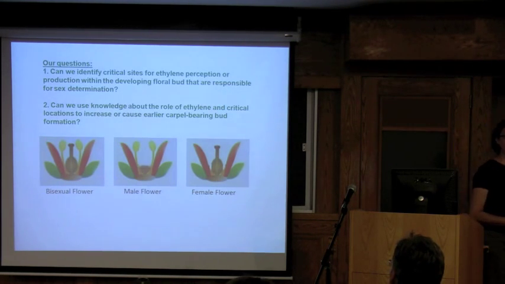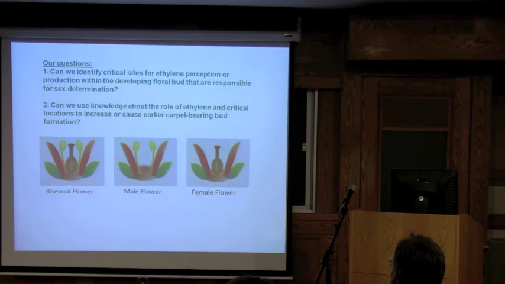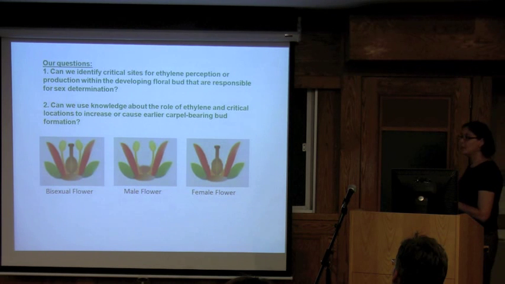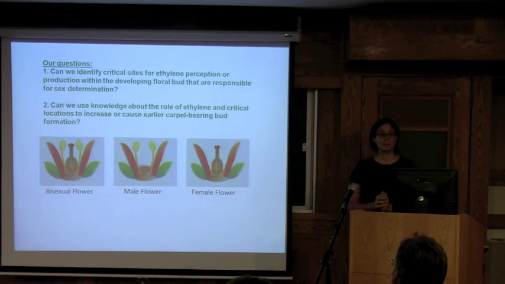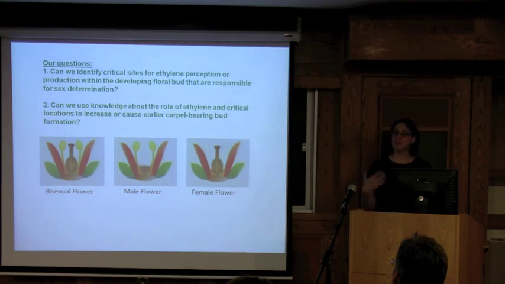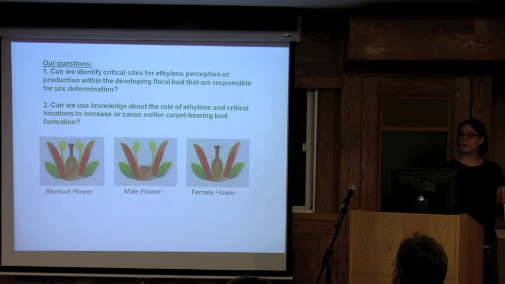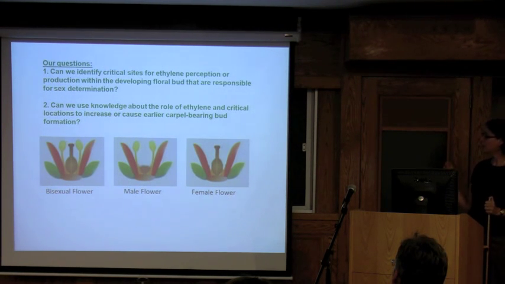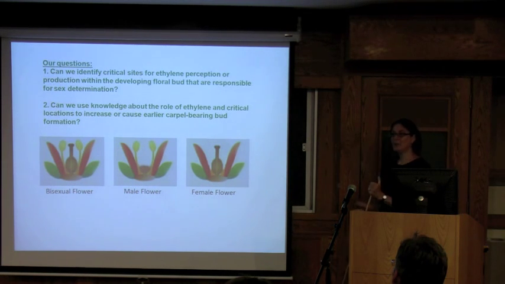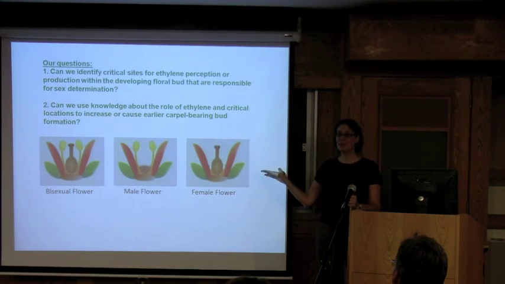So our questions were, can we identify critical sites for ethylene perception or production within the developing floral bud that are responsible for sex determination? And can we use that knowledge about the role of ethylene at critical developmental points to either increase or cause earlier carpel-bearing bud formation? And like was just said to you earlier, if you care about fruit production, of course, you care about female flowers or carpel-bearing flowers.